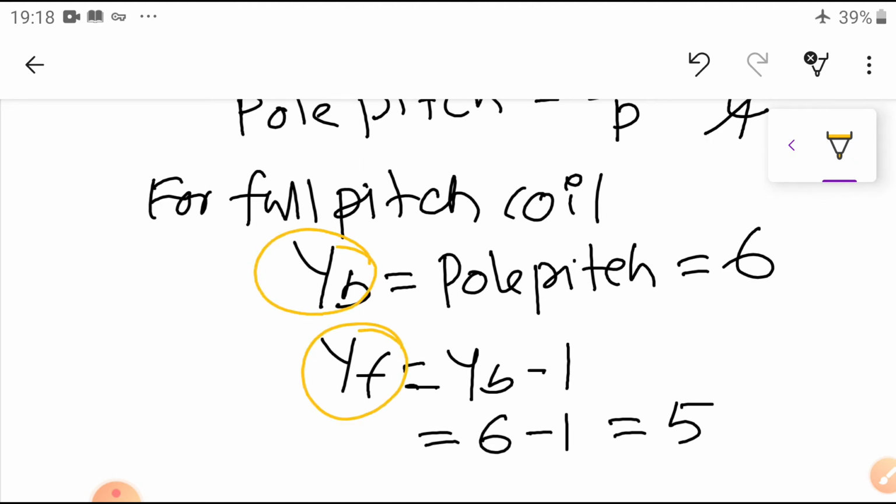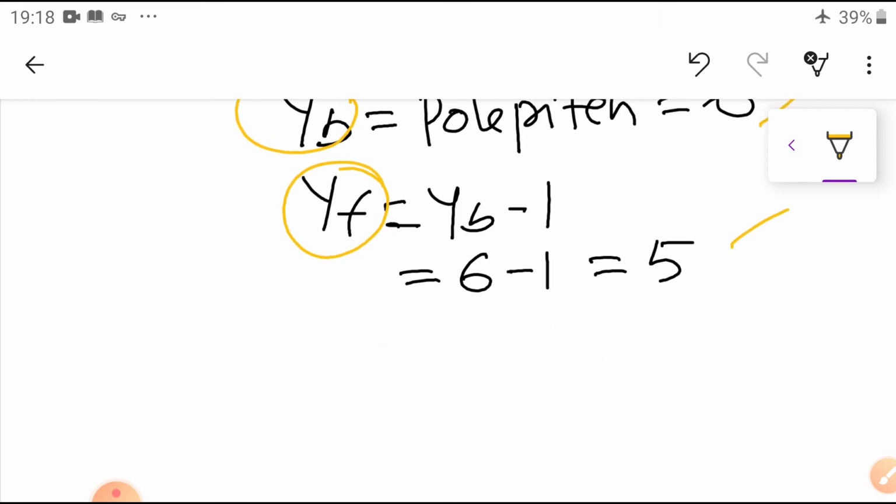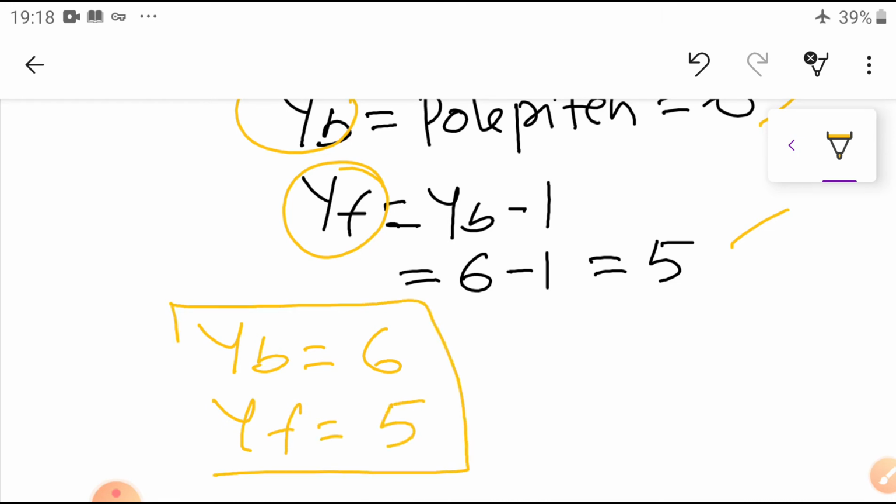Based on this, I will prepare the table. So, dear students, what is YB? Back pitch is equal to 6 and front pitch is equal to 5. These are the two factors required for preparing our winding table. How to prepare the winding table we already learned. So, let us see.